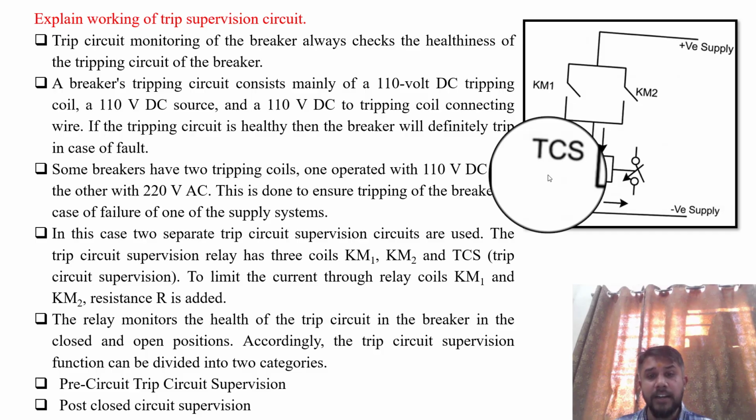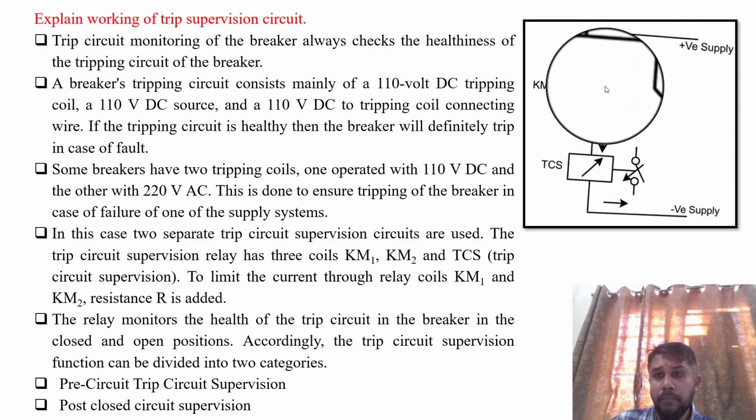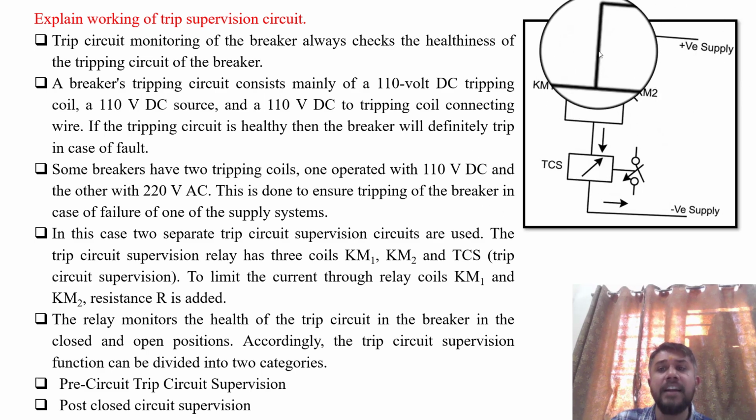So to limit the current through the relay coils KM1 and KM2, here in between, the resistance R is added to limit the current so that the relay may be protected. The relay monitors the health of the trip circuit in the breaker in the closed and open position.